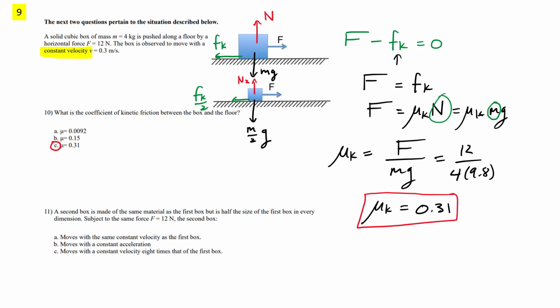Do we think it's going to move with the same constant velocity as the first box? Is it going to move with a constant acceleration? Or does it move with a constant velocity 8 times that of the first box? So whether it's constant velocity or it's accelerating, you have to look at these forces. And what we're going to have here is, since this force here is still equal to 12 newtons, and now this force here got smaller than the previous case, we know that the 12 newtons is going to be bigger than whatever the force of friction is.